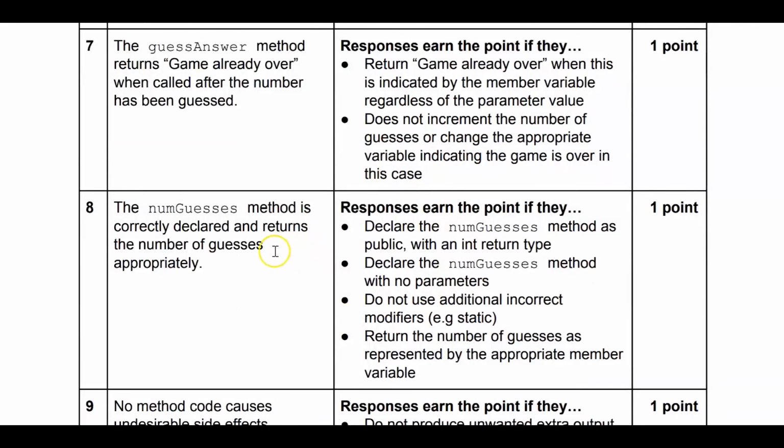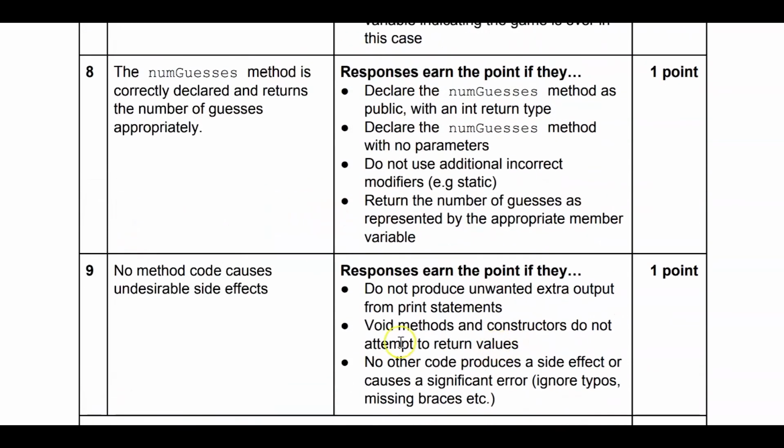All right, point number 8, the num guesses method is correctly declared and returns the number of guesses appropriately. This is pretty straightforward. Did you declare it as a public method that returns an int and it doesn't have any inputs and it returns the number of guesses that is stored in your instance variable, your member variable? And then finally, this is the last point for none of your code causes undesirable side effects. Again, no print statements, no incorrect constructors, no changing instance variables when you shouldn't.